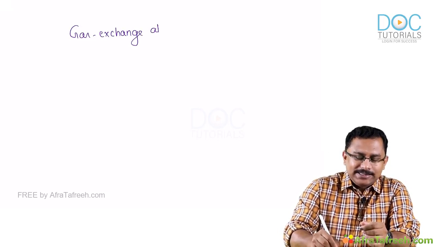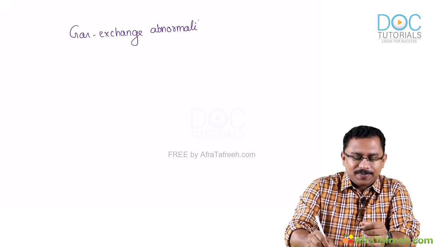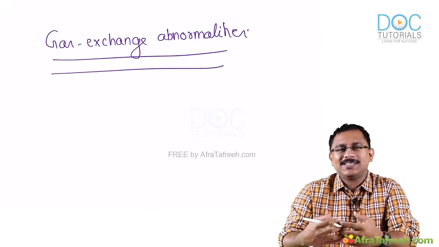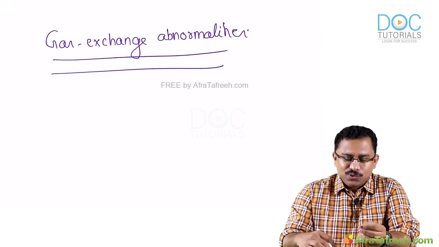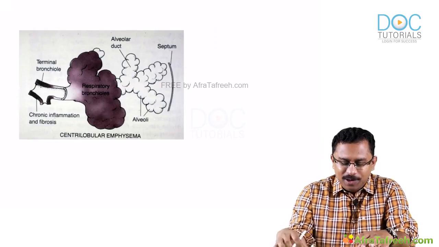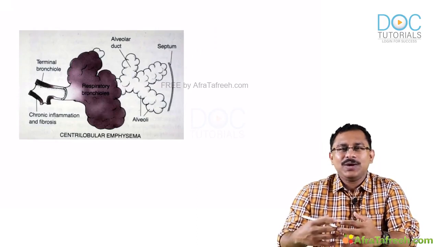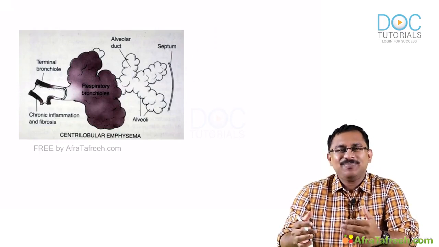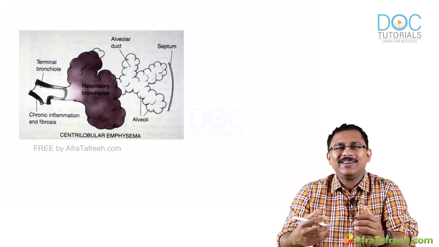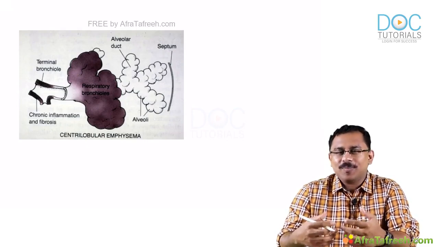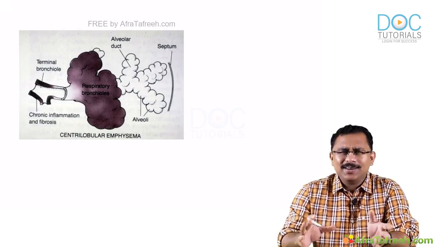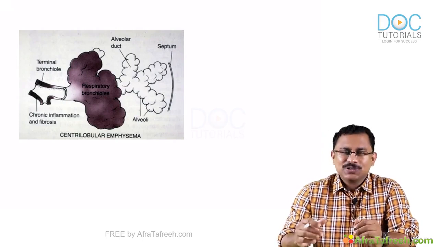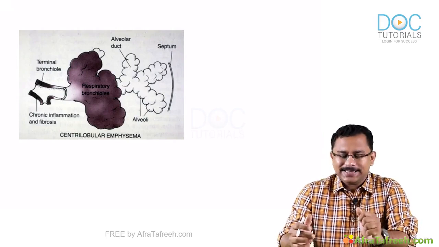Okay, the gas exchange abnormalities you have got to understand. So let's try to see what are the gas exchange abnormalities that occur in emphysema. I'm going to take the example of centriacinar emphysema to explain this to you. Why have I chosen centriacinar emphysema? Is it because I have any special liking for it? No, it's because it is the most common pattern of emphysema. Almost 90 to 95% of cases is centriacinar emphysema. So let's learn with that as the prototypical example.